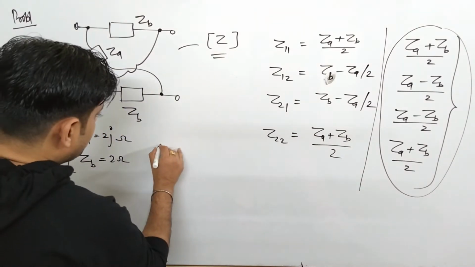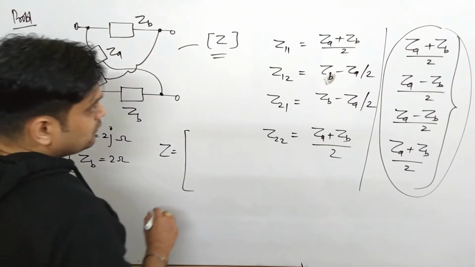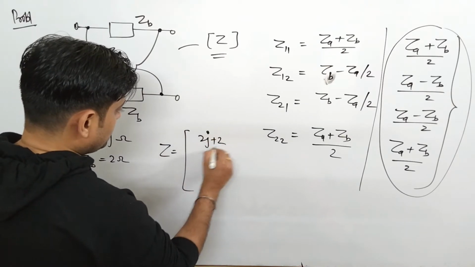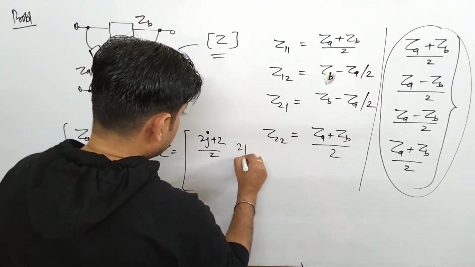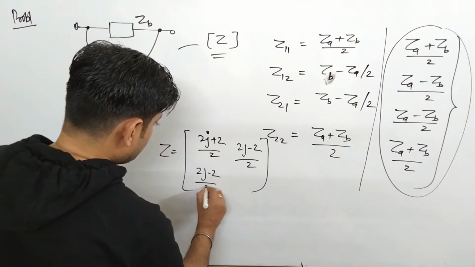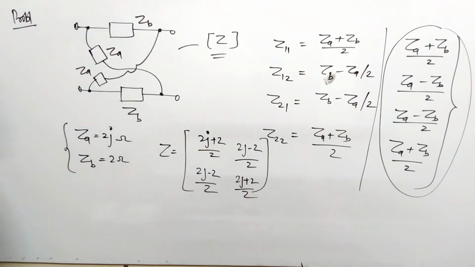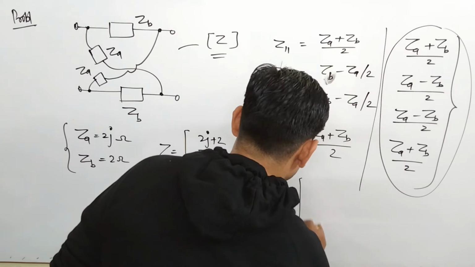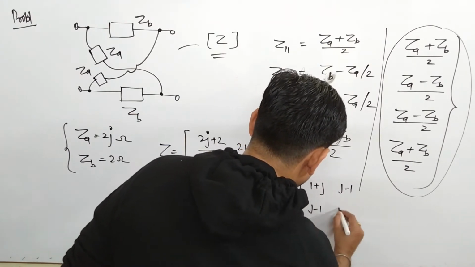Okay, so simply you can write the Z parameter. Z11 and Z22 are (ZA plus ZB) by 2, so that is (2j plus 2) by 2. Z12 and Z21 are (ZA minus ZB) by 2, so that is (2j minus 2) by 2. Very simple, and you can get the answer. So this parameter comes to be 1 plus j, j minus 1, j minus 1, 1 plus j.